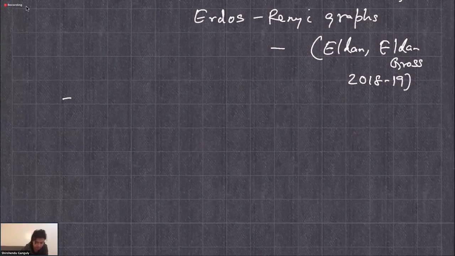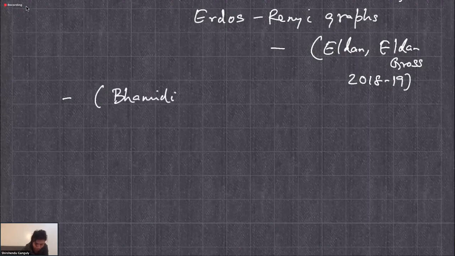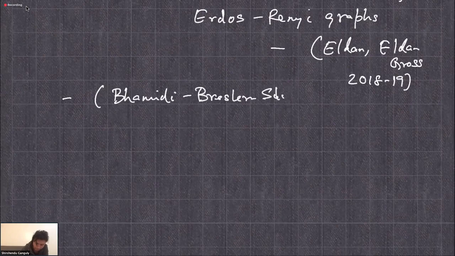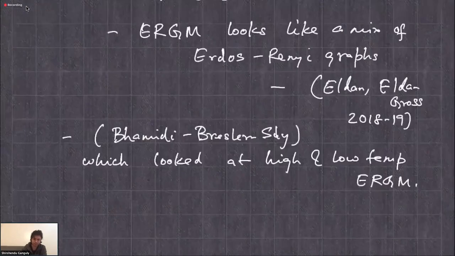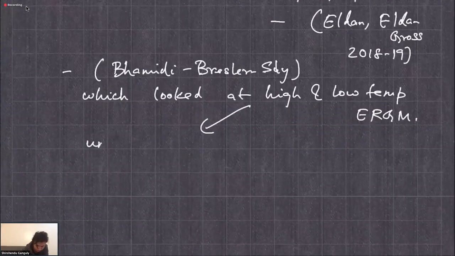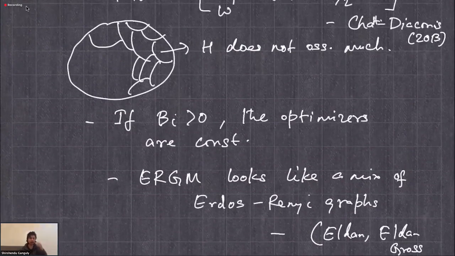And then there was a paper actually earlier than Chatterjee and Diaconis by Shankar Bhamidi, Guy Bresler, and Allan Sly, which looked at high and low temperature ERGM. I won't make precise what these regimes are, but roughly, in the high temperature regime there's a unique solution. This is not literally true, but roughly. In the low temperature regime, multiple solutions. Right, so I claim that the optimizers are all constant, but there could be just one unique constant solution, or there could be multiple constant solutions.